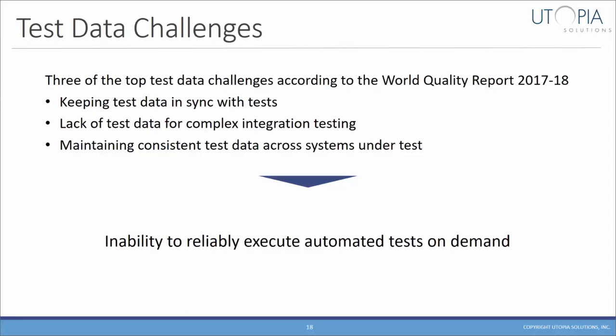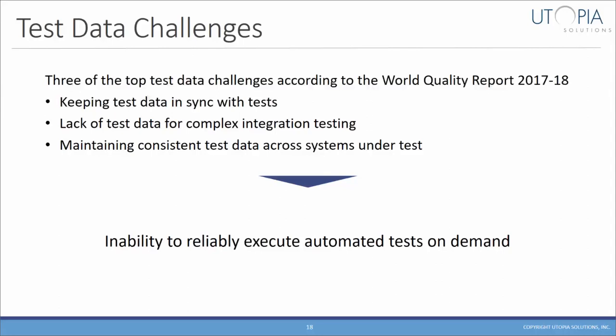Next is a lack of test data for complex integration testing, right? These are typically tests that are further down the pipeline, could be something like a long order management flow. Finally, and I think similar to the second point, is maintaining consistent data across systems under test. And to me, this speaks more to data in external services or other systems that make up an end-to-end business flow. But independent of the specific challenge, it all results in the inability to reliably execute automated tests on demand. And that really flies directly in the face of what DevOps needs from test automation. So what we're pointing to now is a need for a test data management strategy.